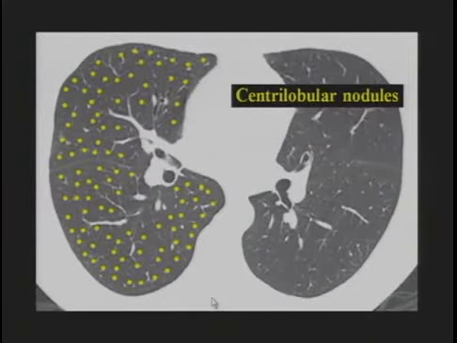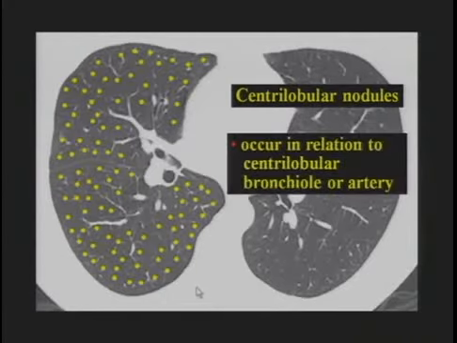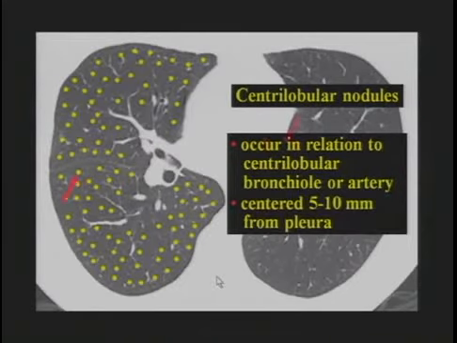Now the third pattern of lung nodules we can see is centrolobular. And with this pattern, the nodules are occurring in relation to the centrolobular bronchiole or artery. The most peripheral nodules you see adjacent to a fissure or adjacent to the chest wall are about 5 millimeters away from the pleural surface.